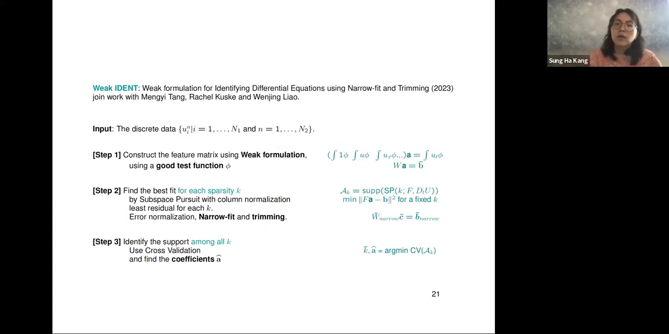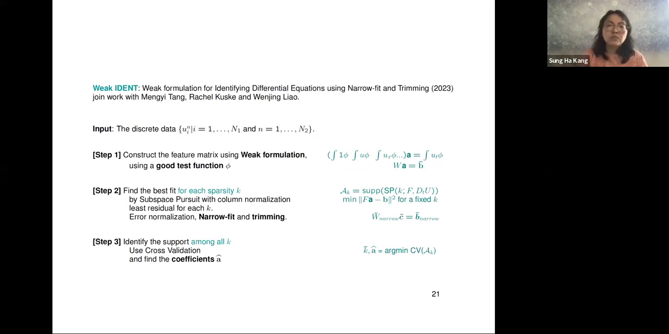What is the benefit of the weak form? The weak form is the integral with a test function. One of the beautiful parts of it is that finite difference, which makes the derivative approximation very unstable with noise, can be handled much better because it's an integral form. And you can use integration by parts to change the model as well. So we explore using the weak form. But if you want to use a weak form, you need a good test function, so I will talk about what a good test function is.